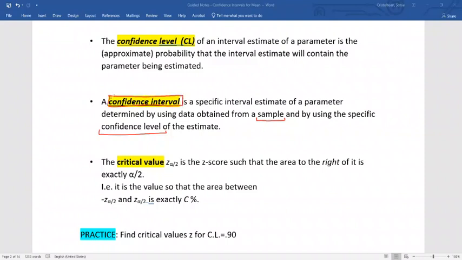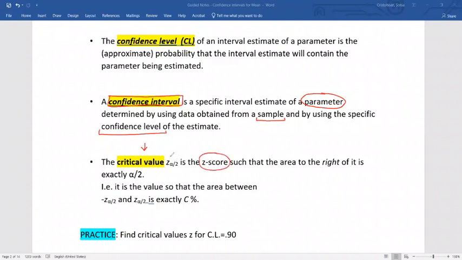So we are estimating a parameter. We know how to find statistics. We're not doing a confidence interval for a statistic. Keep that in mind. We will be estimating a parameter. To start this process, we will need to find the critical values. What are those critical values? Critical values are actually z-scores.